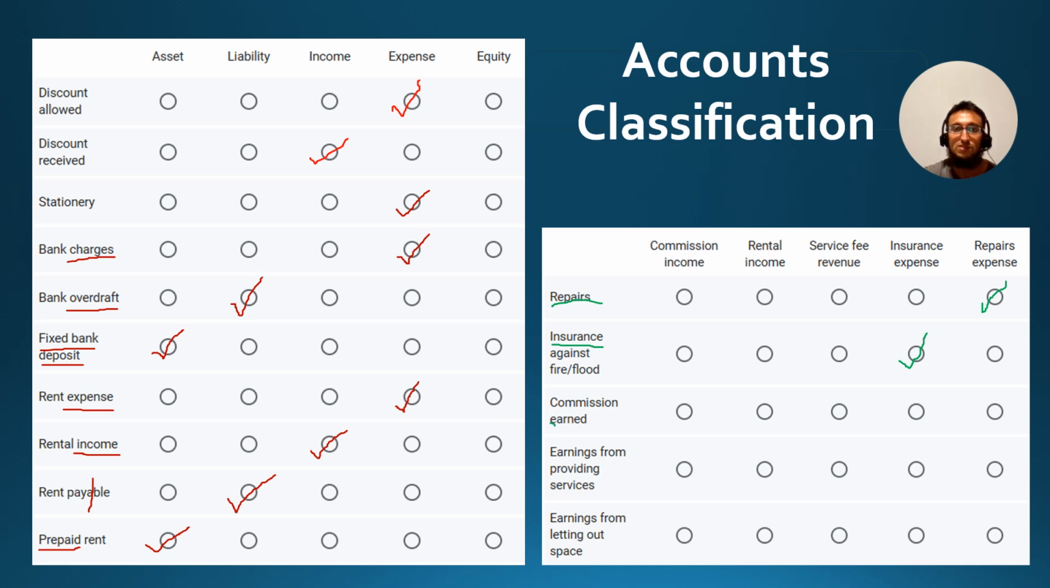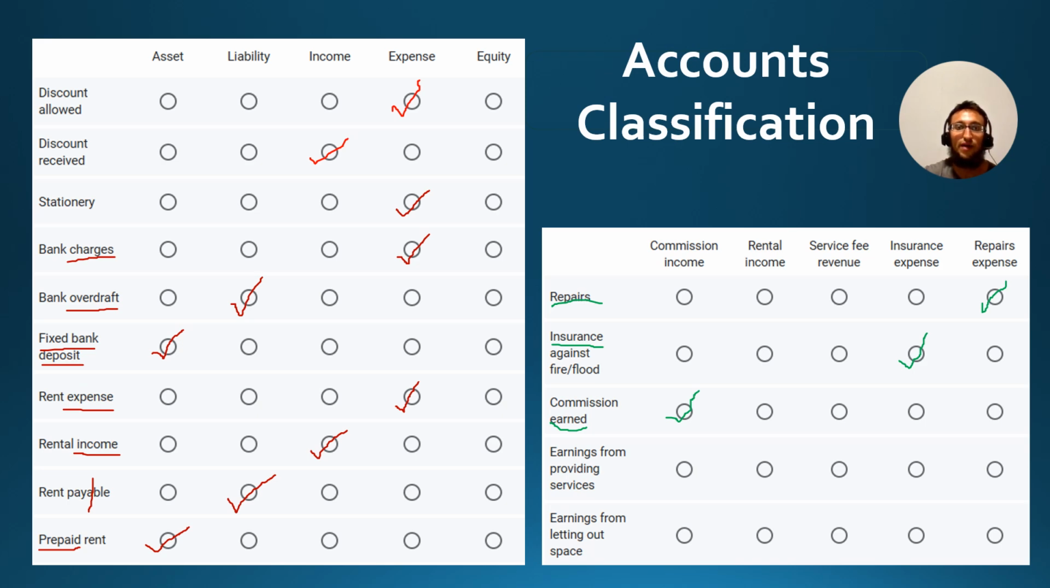Next we have commission earned. Since this is an earning, we would expect to have an income here, and this income is due to commission. Basically the business has provided some services and they would earn some extra money from the other party. So this account is termed as commission income.